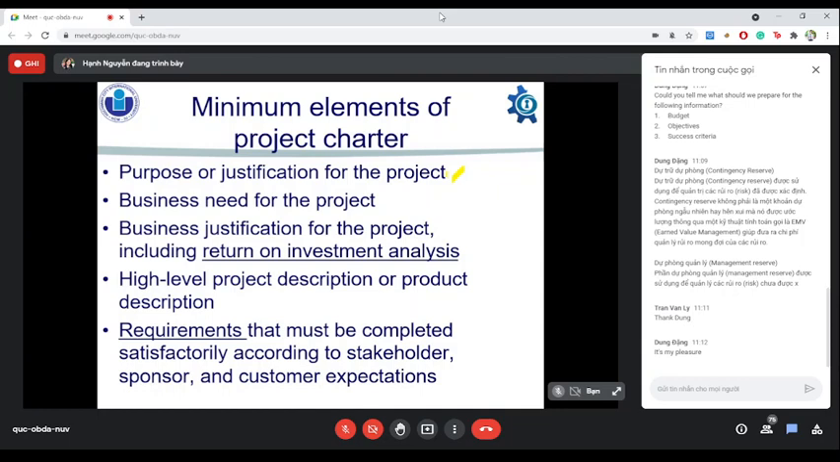The next element of the project charter is a high-level project description, which needs to be defined well before the project becomes a project. Writing this into the project charter makes everyone clear about what the project creators are thinking. And of course, an undefined scope of work will frequently cause project management headaches. The key point of all this is that all requirements have to be completed satisfactorily to meet stakeholder, sponsor, and customer expectations. Next slide, please.